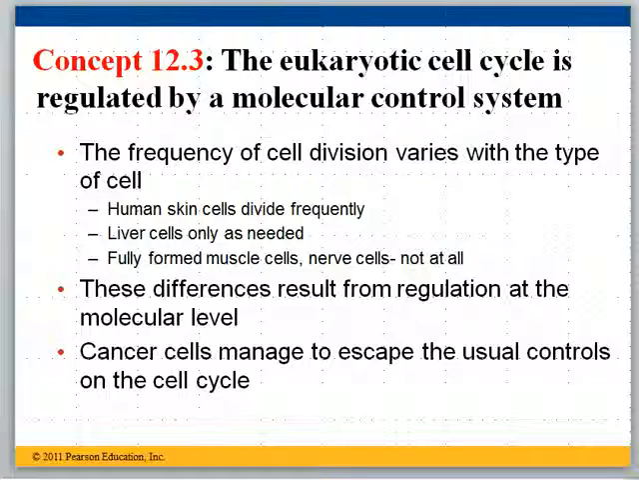Concept 12.3 says the eukaryotic cell cycle is regulated by molecular control systems. And you'll remember we talked about those phases of interphase, the G1, the S, the G2, and we talked about calling them gap, and we'll talk about why they're called gap and how there are kind of like safeguards in this whole regulation of this entire cell cycle process.